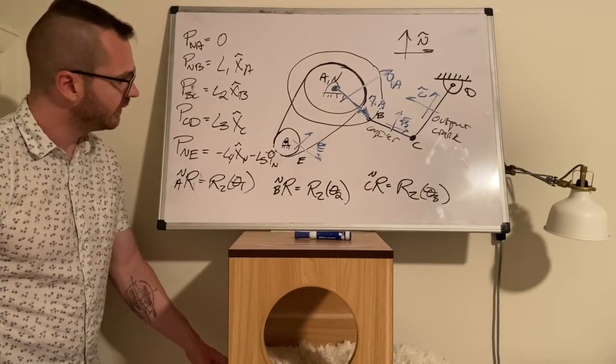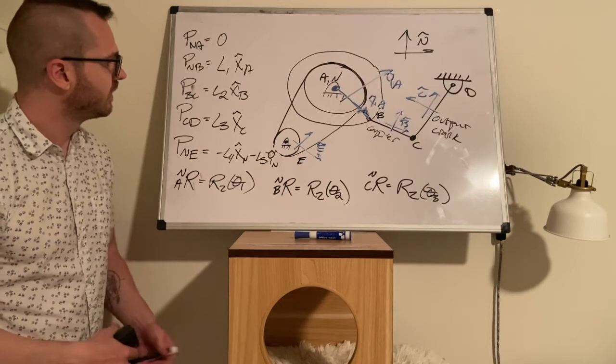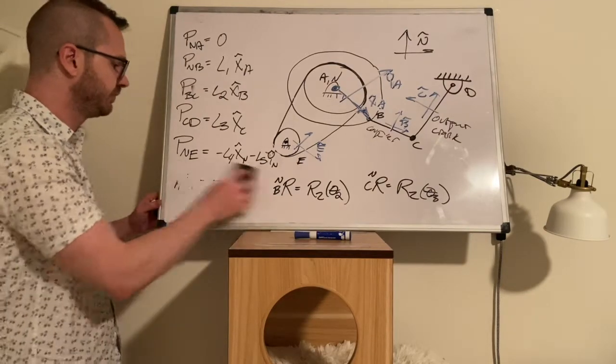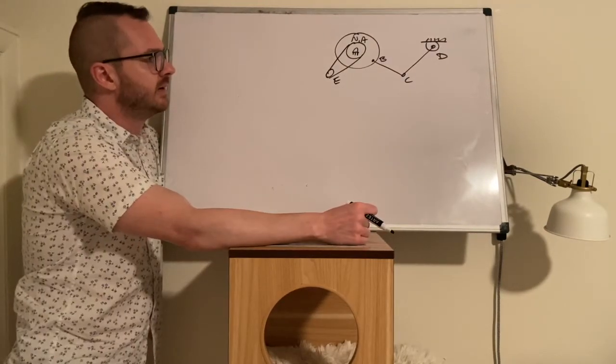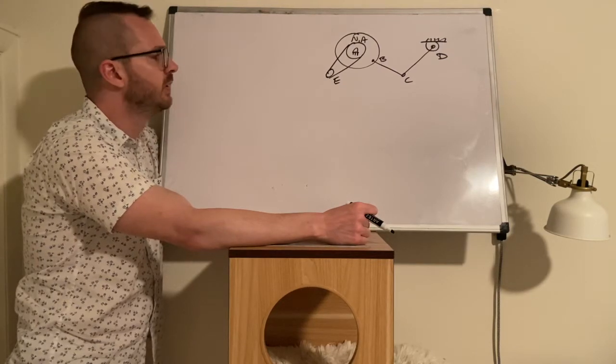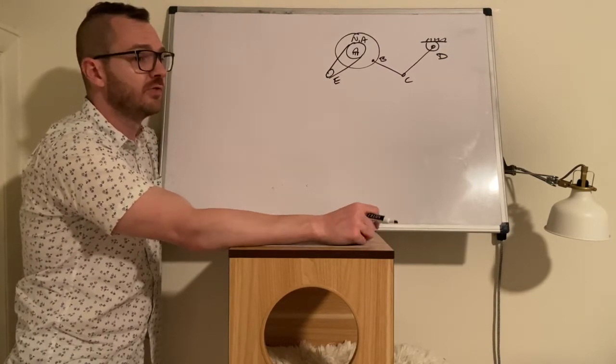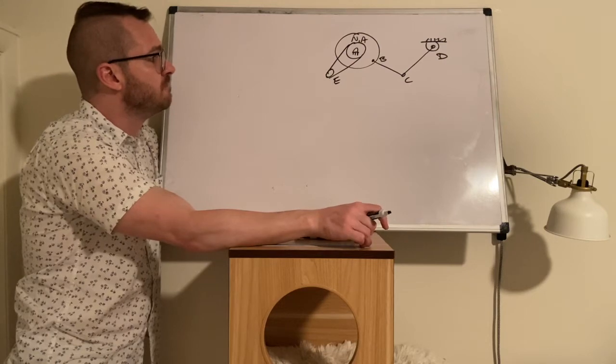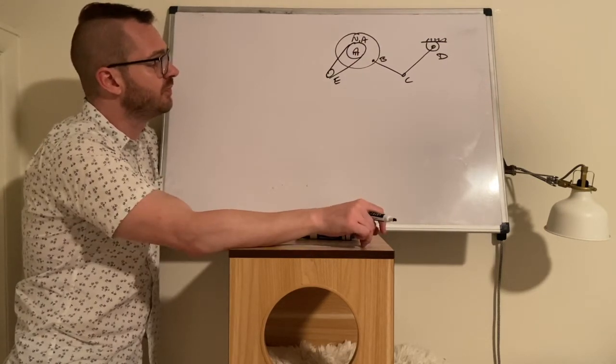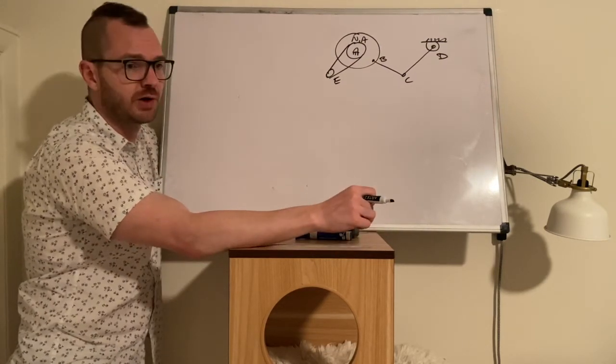Let's do the constraints. I redrew it just to make it smaller, save a little room. Okay, we need the constraints for this thing. So we can see there's a belt and pulley system, and there's a 4-bar linkage, so we're going to have to do a vector loop.